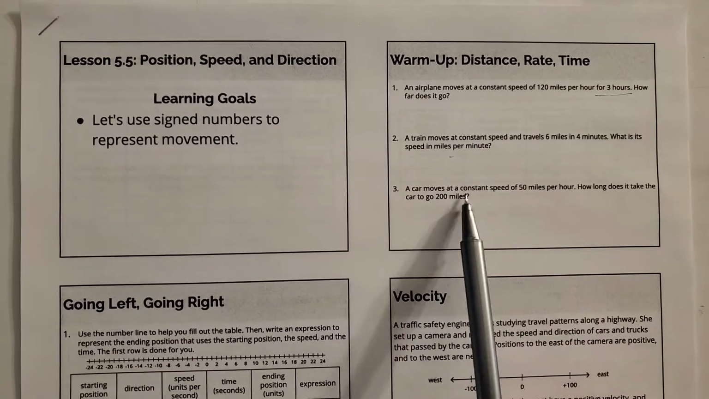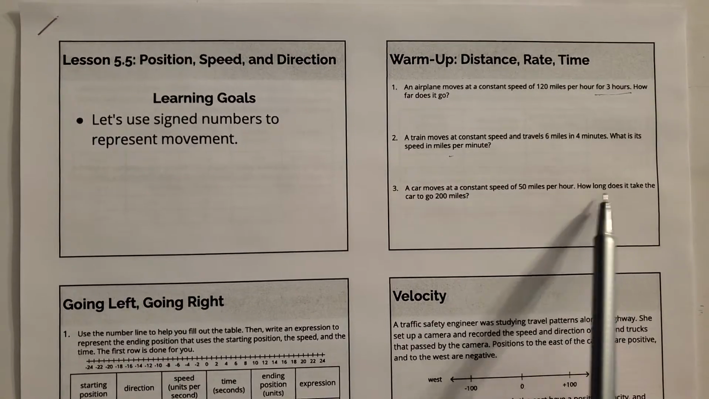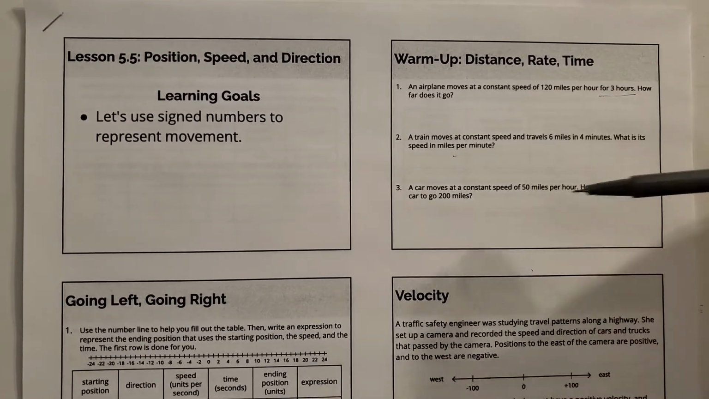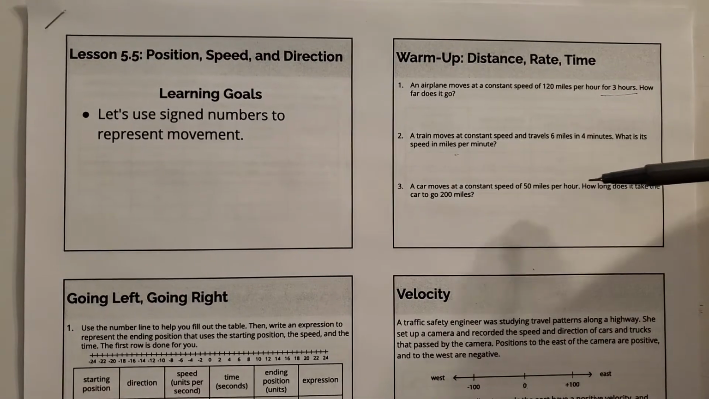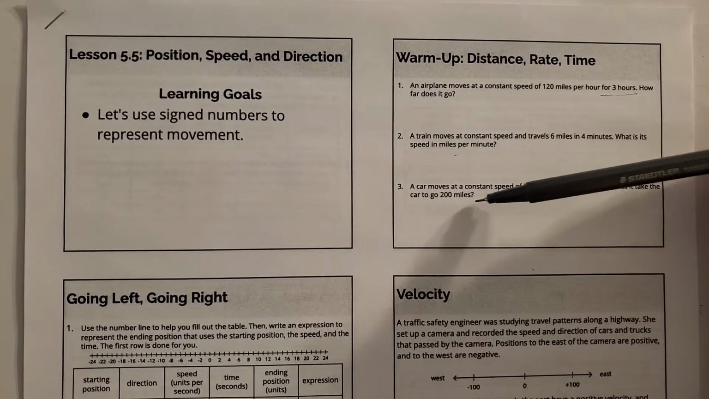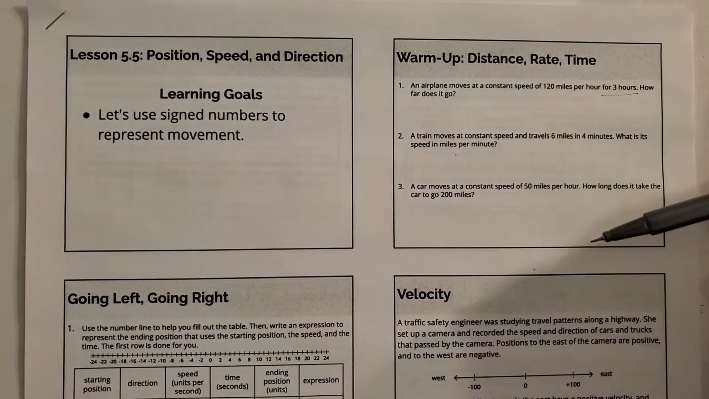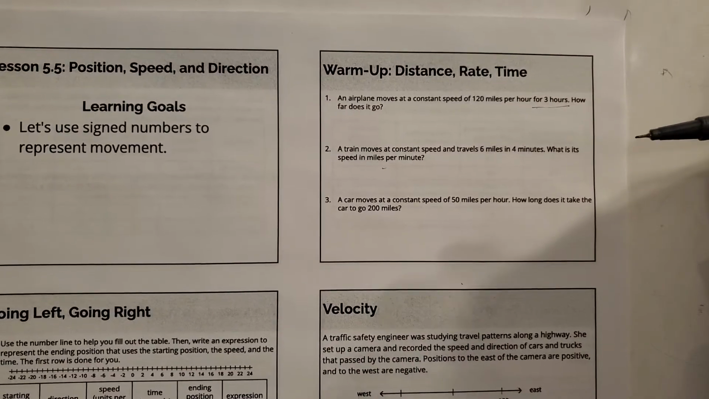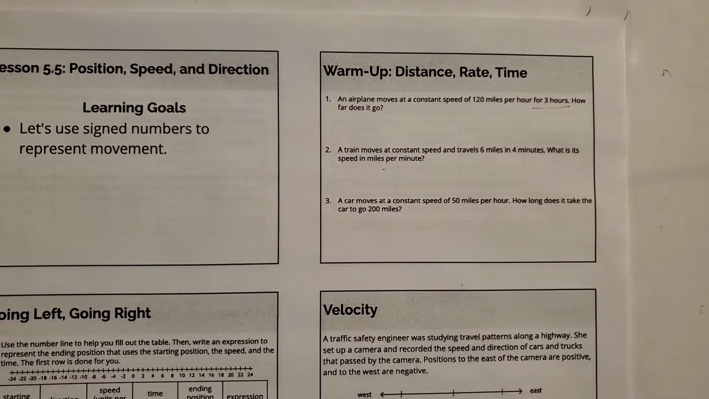And a car moves at a constant speed of 50 miles per hour. How long does it take the car to go 200 miles? So we know the speed, we know the rate, and we know the distance, and we're trying to find the time for this problem. Go ahead and take about 5 minutes to solve this yourself.